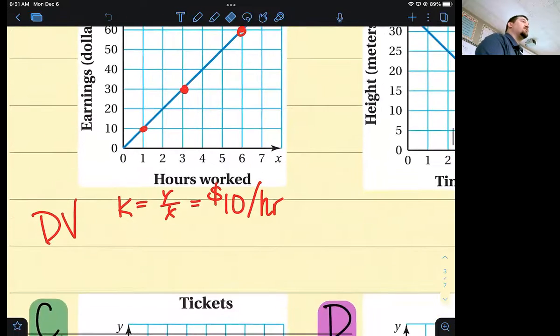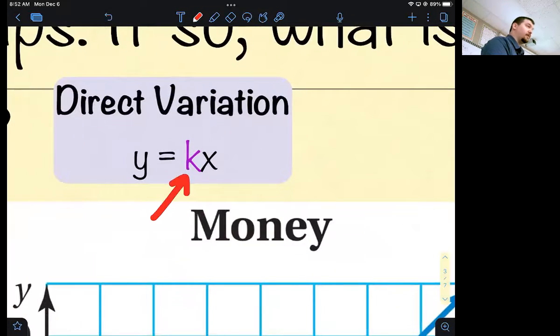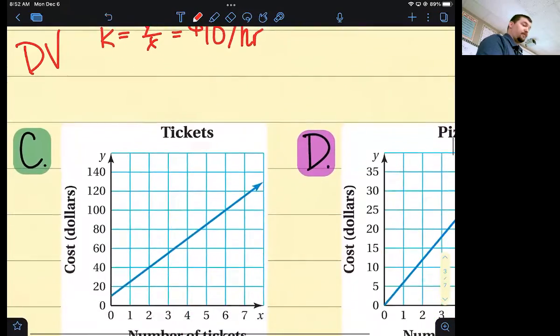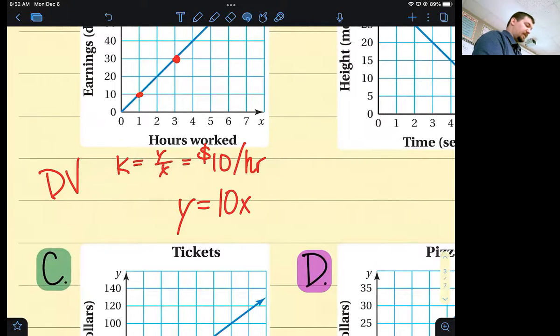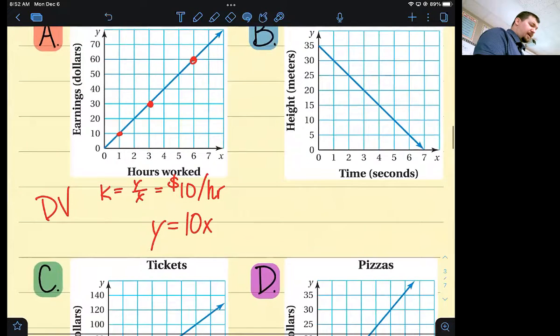I'm doing the same thing. Okay, what's the equation then? Remember the direct variation equation, just got to take that K and plug it in. What's my equation going to be? Anybody want to try it? I know it's hard. Maddie? Y equals 10x. That's it. And again, that means take whatever X is, times it by 10, and that'll give you Y. $10 per hour.